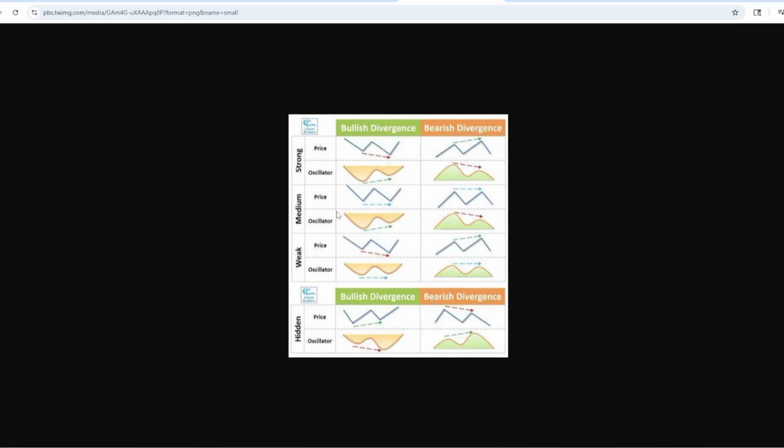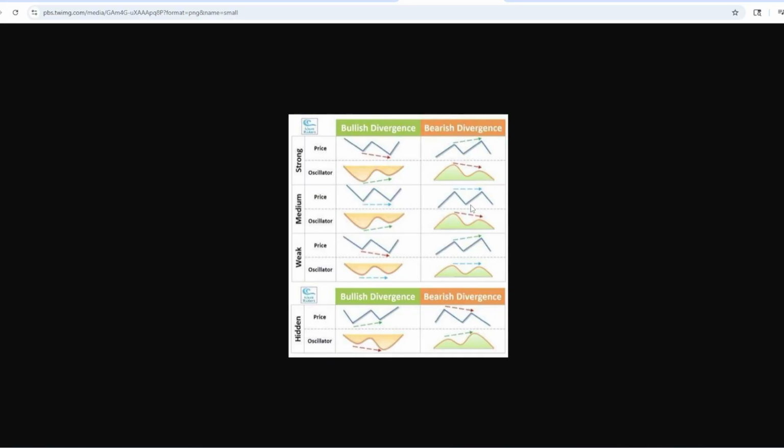So there's a lot of different types of divergence. The two main types are regular and hidden. And for regular, you actually have three subtypes: weak, medium, and strong. So regular divergence basically means, in the example I showed you, a bearish divergence would be the price made a higher high, but the oscillator made a lower high.